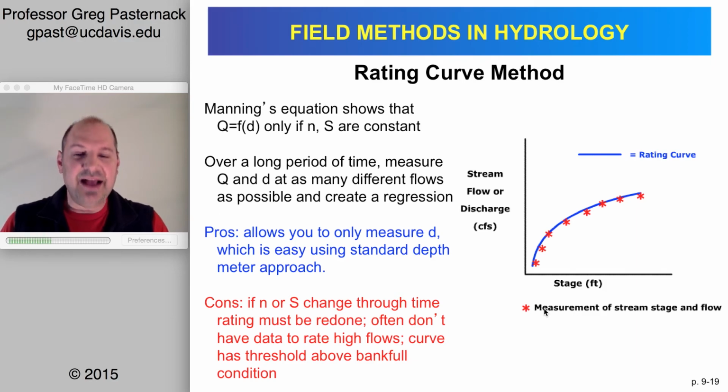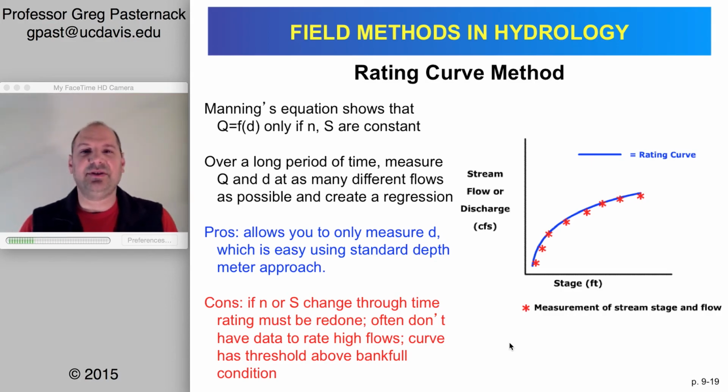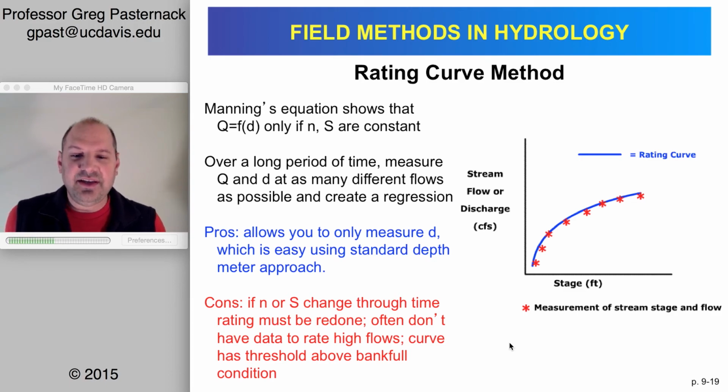It's potentially going to change slope, it's potentially going to change roughness, and it's going to change the non-uniformity of the channel. Unless you have a very uniform channel, it's very likely to change that shape, and so the way flow moves through that could change. And so every time that happens, you have to go out and recreate a new stage discharge rating curve.